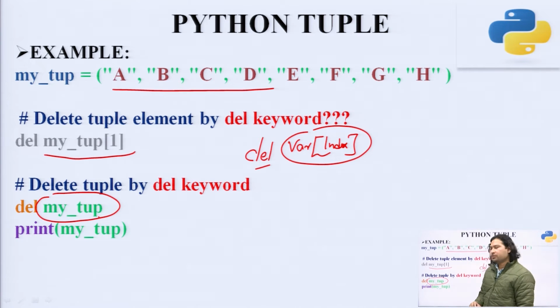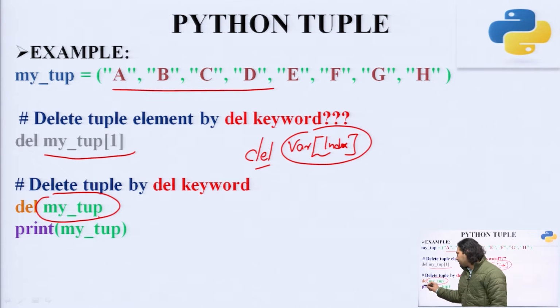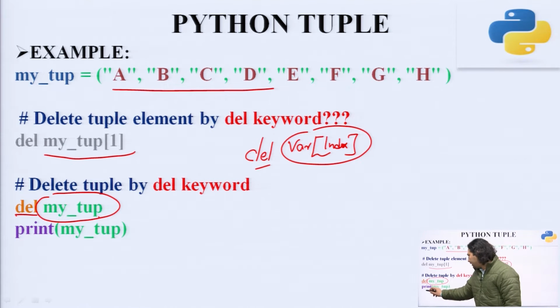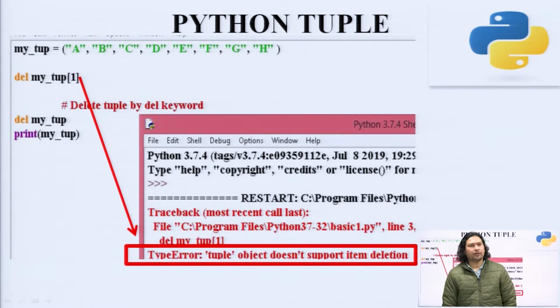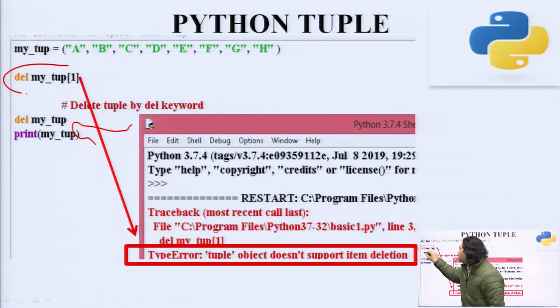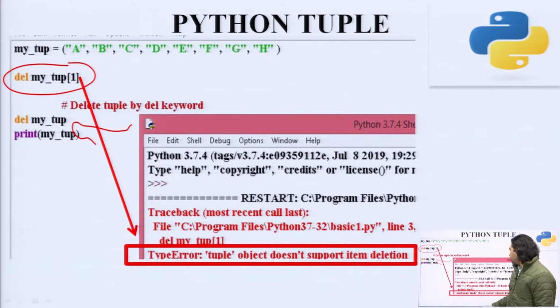So, it is a more specific property of the tuple which makes it unique from the list data type. Here you can see that we are deleting the variable, that is del followed by the variable, and after that we are trying to print some information. You will get the type error for the first one, that is, my tuple 1 is not going to remove itself. This is your type error because the tuple object does not support item deletion.